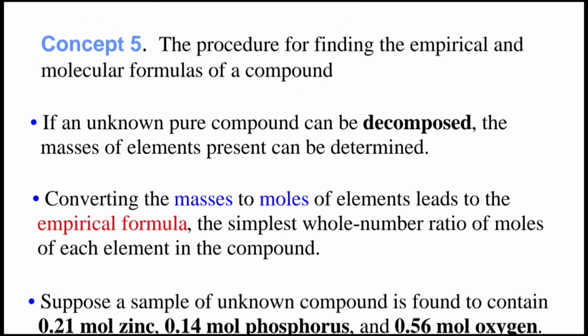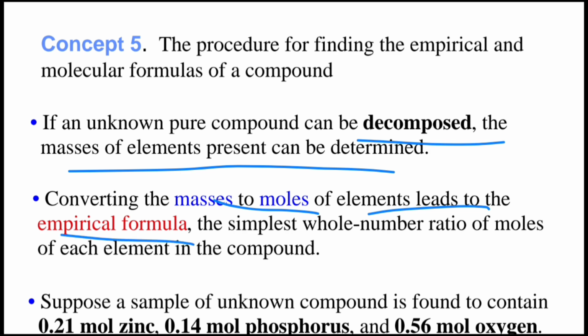Okay, concept 5, the procedure for finding the empirical and molecular formula. If an unknown pure compound can be decomposed, the masses of elements present can be determined. Converting the masses to moles of elements leads to the empirical formula. We have mass, we use molar mass, and then we convert those masses into moles to get the empirical formula. The simplest whole number ratio of moles for each element in the compound is called the empirical formula.